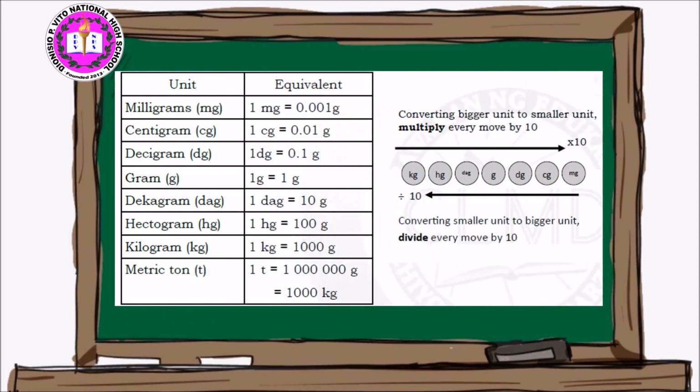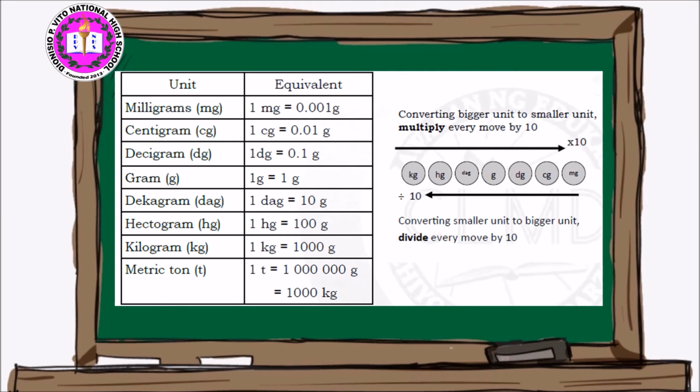The table shows the metric units of measure and their equivalent in grams. A milligram is equal to 1/1,000th gram. A centigram is equal to 1/100th gram. A decigram is equal to 1/10th gram. And 1 gram is equal to 1 gram. And 1 decagram is equal to 10 grams. 1 hectogram is equal to 100 grams. And 1 kilogram is equal to 1,000 grams.